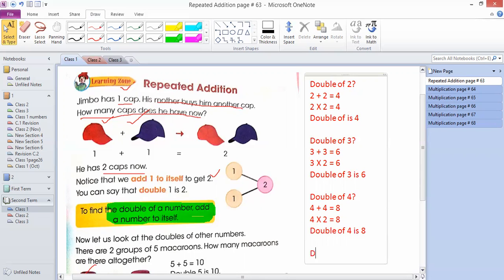Now guys, you have to tell me the double of 5. What is the double of 5? Yes guys, answer me in the chat box. What is the double of 5 and how do you know?